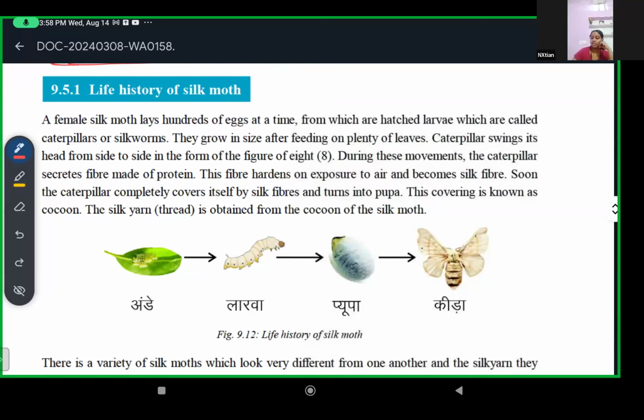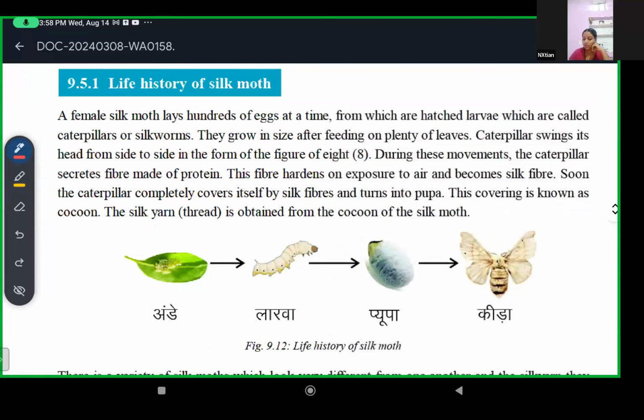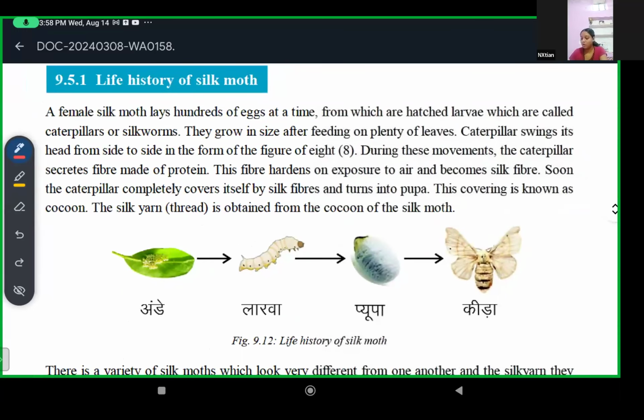A female silk moth lays hundreds of eggs at a time, from which hatch larvae, which are called caterpillars or silkworms. They hatch and larvae are produced. Then they grow in size after feeding on plenty of leaves. They become caterpillars. The caterpillar swings its head from side to side in the form of the figure of 8. During these movements, the caterpillar secretes fiber made of protein.